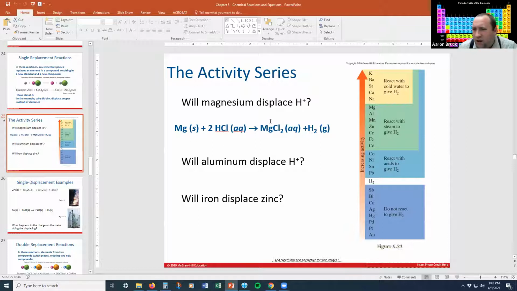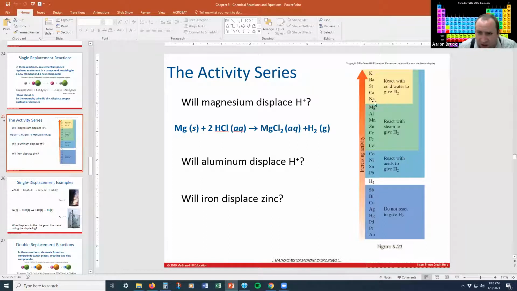Now, we've talked a little bit about the activity series in the sense that we know that some elements are more reactive than others, some metals are more reactive than others, some are much more likely to give up their electrons than others. You can see at the top of this list, you've got things like your alkali metals and your alkaline earth metals, your potassiums, your sodiums, your calciums, your bariums. These all react really violently with water and will replace the hydrogen in water with virtually no input whatsoever.